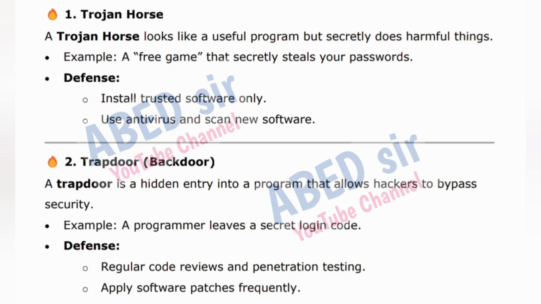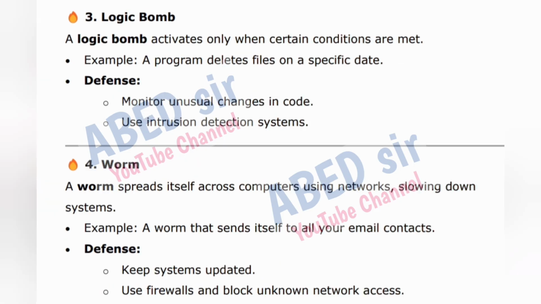Example, a free game that secretly steals your passwords. Defense. Install trusted software only. Use antivirus and scan new software. 2. Trapdoor, backdoor. A trapdoor is a hidden entry into a program that allows hackers to bypass security. Example, a programmer leaves a secret login code. Defense. Regular code reviews and penetration testing. Apply software patches frequently.